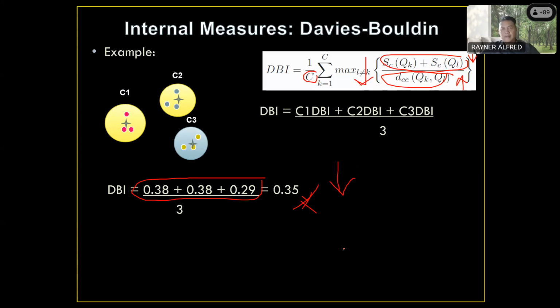Any questions? The calculation is quite tedious, but if you go step by step, it will be very, very easy. This DBI can be used to compare which algorithm is better, or you can compare the quality of this cluster result compared to the other and so on. So very, very useful.